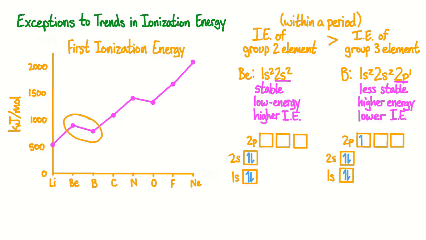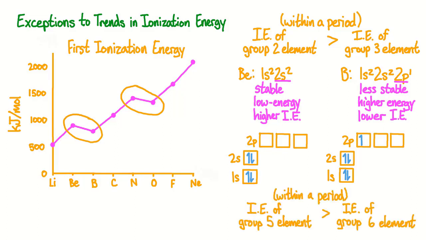If we visualize the electron configuration with a diagram, we can see even more clearly how boron's 5th electron only partially fills the 2p orbital. The other exception to the trend that we might notice is that nitrogen has a higher ionization energy than oxygen. This exception also holds in other periods. Within any period, the group 5 element will have a higher ionization energy than the group 6 element.